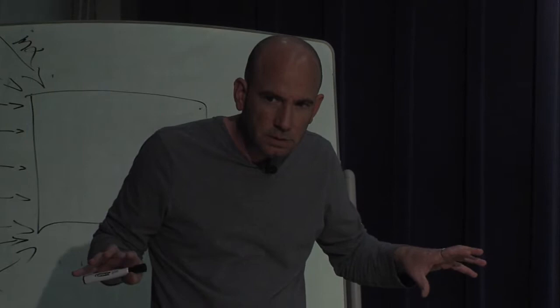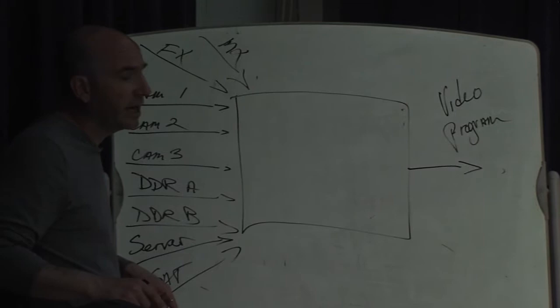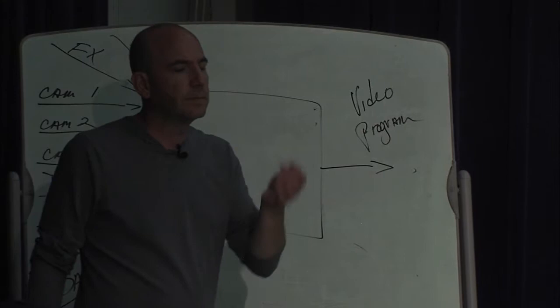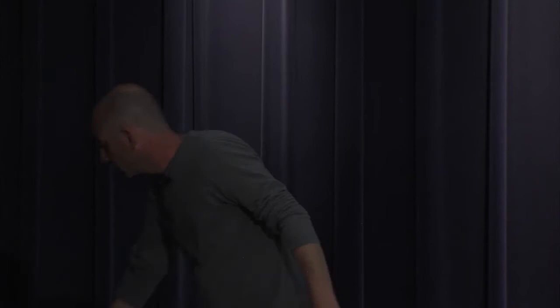I'm going to hit the button that says DDRA, click. Whatever's in there, the output of DDRA is now flowing through in its video program. So there's a newscast and you have two different video sources, one in New York, someone getting an interview in New York, and someone in Chicago. Satellite one, satellite two.